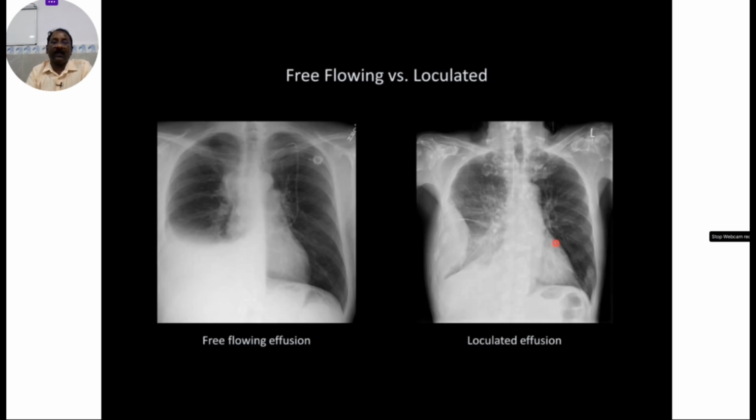Free flowing versus loculated pleural effusion. See, this is what I told you now, concavity upwards. So this is the left pleural effusion here. Typical left pleural effusion, maybe about 600 ml to 800 ml. See here, this is the loculated effusion. You are not able to see the lung tissue at all. So this is the border of the pleura. So this is the loculated pleural effusion.